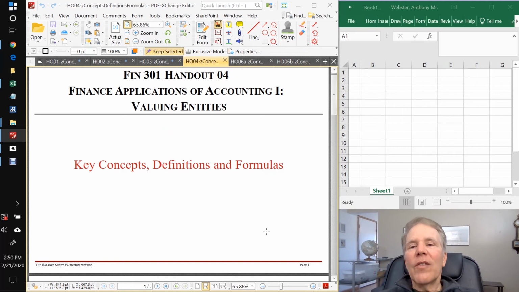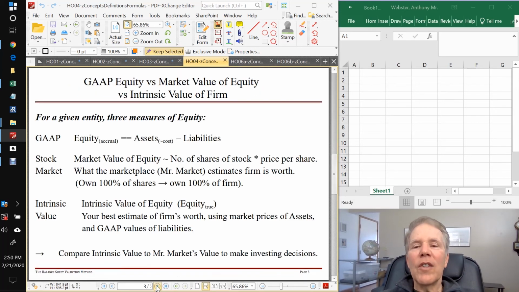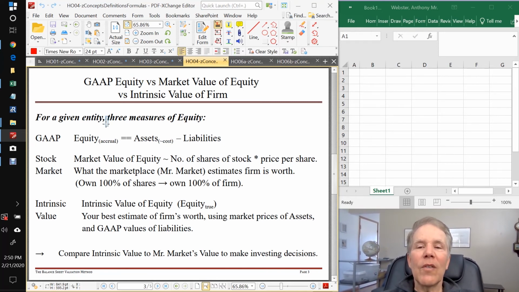Okay, so then handout 4 is we had 2 chapters on, well, really 3 chapters on finance applications of accounting. Handout 4 was the first one, and that's where we learned the balance sheet valuation method. Okay, and to get there, we had to understand that there are 3 measures of equity for an entity. And we've come back to this several times, so you really need to know this.